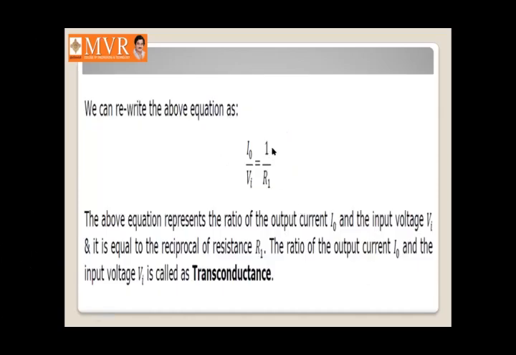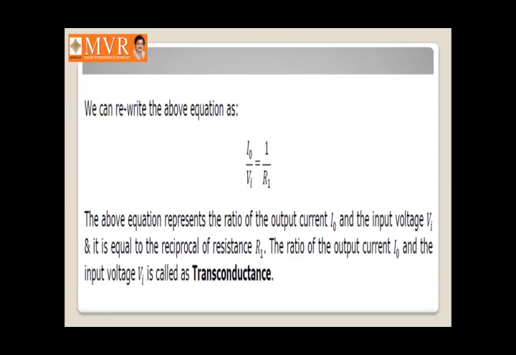So if you bring this Vi to the left hand side, then what happens? You can see here I naught by Vi is equal to 1 by R1. So 1 by R, 1 by resistance is nothing but conductance. So we can say that this op amp is going to act as a transconductance amplifier. So we can call the voltage to current converter also a transconductance amplifier.